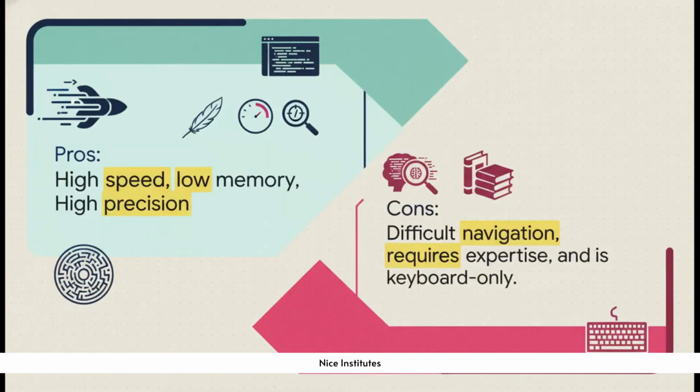So you might be asking, why on earth would anyone use this? Well, here's why. Raw power. A CUI is ridiculously fast. It uses just a tiny bit of the system's memory, and it lets you do things with surgical precision. You can automate huge, complicated tasks with just one line of text. The drawbacks are obvious, though. It's tough to navigate, and you really have to know your stuff.